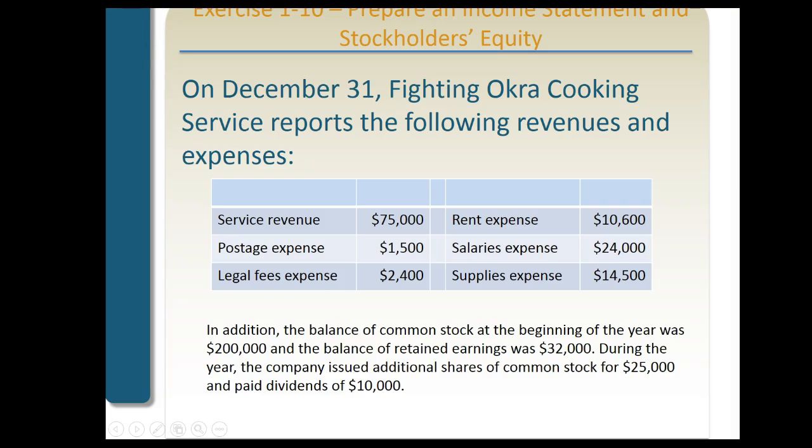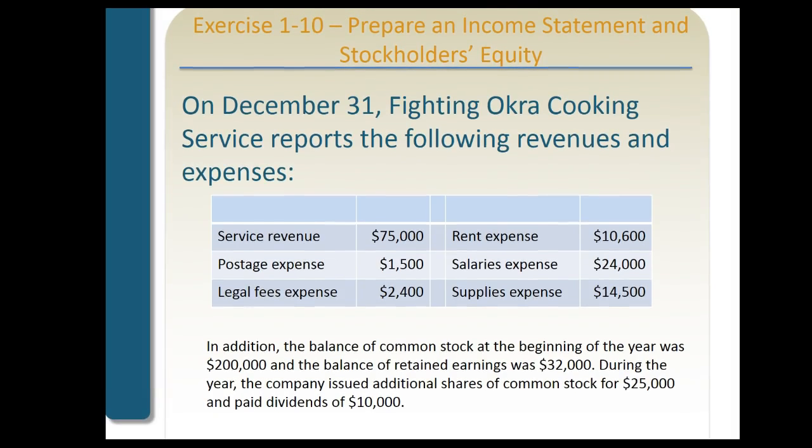Okay, so here we've got an example we're going to go through. This is in your book. If you look at exercise 110, you can follow along here. Basically, we're going to look at the Fighting Okra Cooking Services. They report the following revenues and expenses. As you see here, Fighting Okra has service revenues of $75,000.